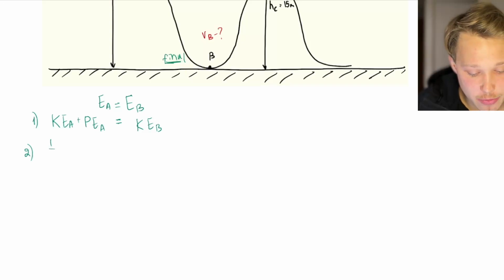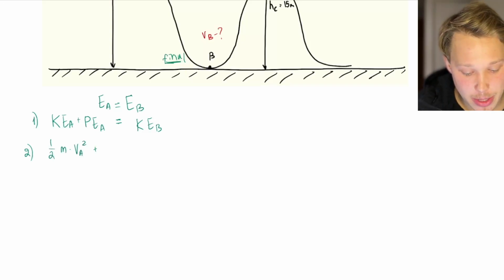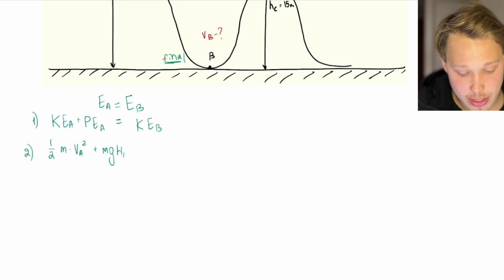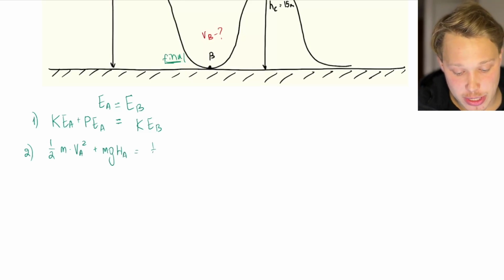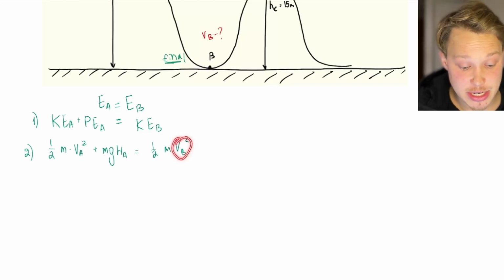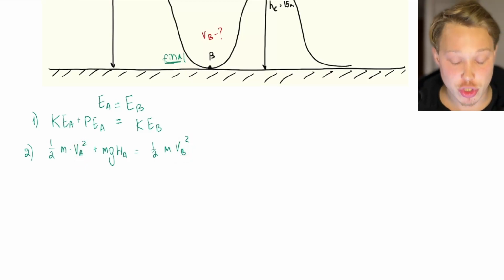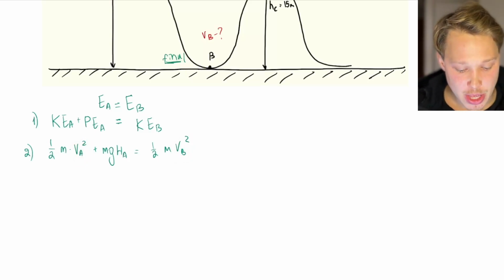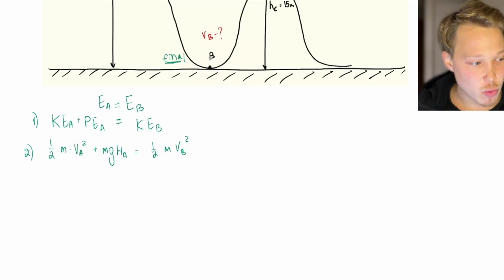So 1/2 mass times velocity at A, plus the formula for potential energy is mgh, so height at h, and the formula for kinetic once again is 1/2 mv squared. But of course these velocities are different, right? Velocity at A is not equal to velocity at B. So we're trying to solve for velocity at B. Let's plug in all the numbers now.